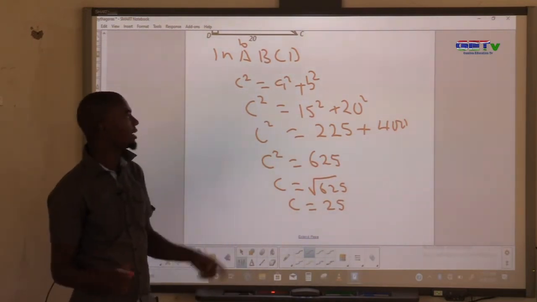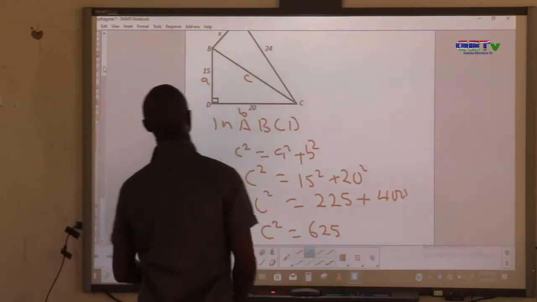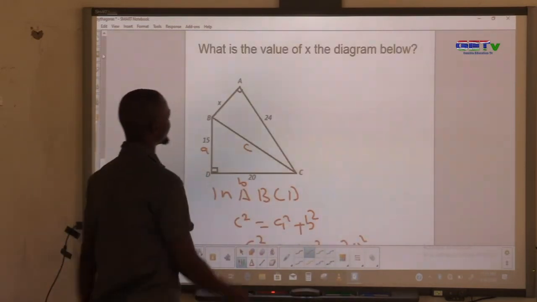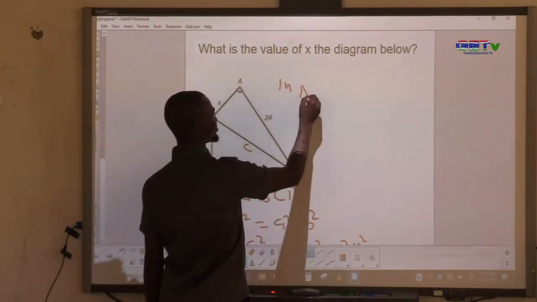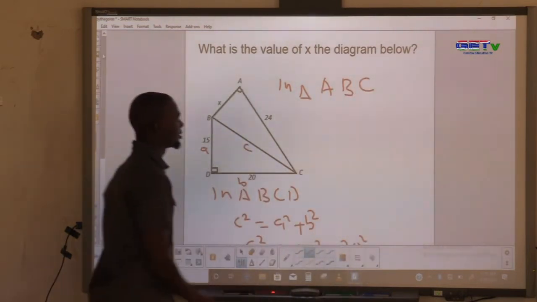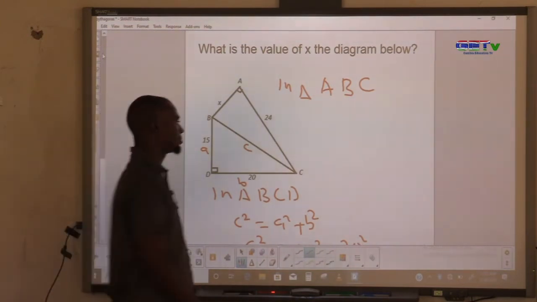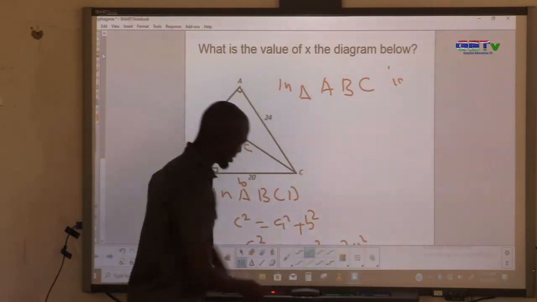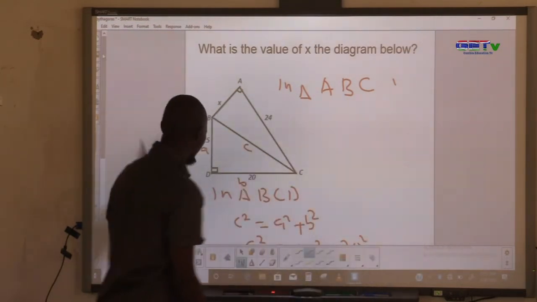But what are we asked to find? We are asked to find x in the diagram. And how do we get x? We have to use the other right angle triangle. Now this other right angle triangle is in triangle ABC. In triangle ABC, it's a right angle triangle. So we apply the formula. What is the formula? Because you know it's a right angle triangle, you apply the formula.